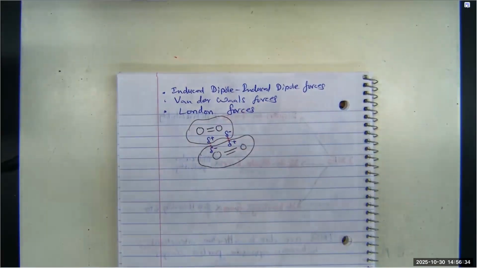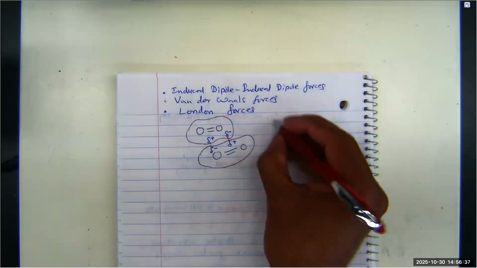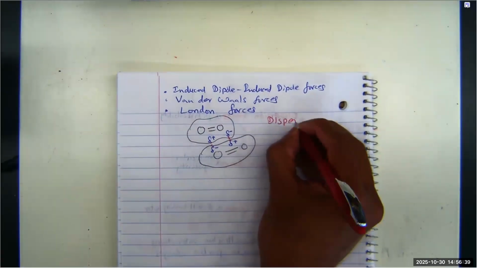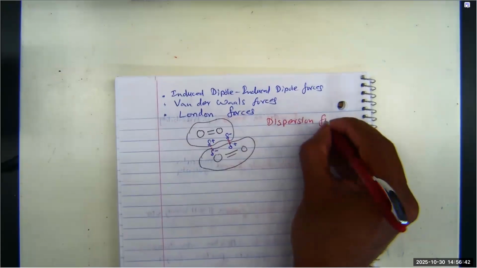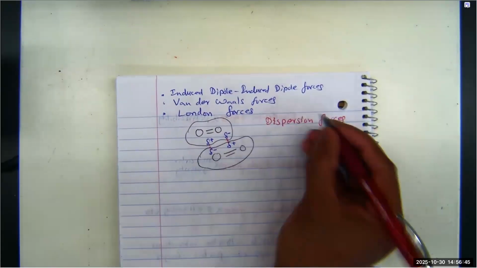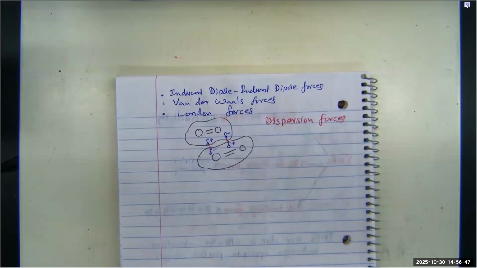So in our class, we will refer to this as dispersion forces. This is the idea of dispersion forces. I mentioned the other ones because if you take the MCAT or something like that, they might use terms like van der Waals or London or induced dipole forces. That's why I mentioned those. But in Chem 151, we will refer to this as dispersion forces.